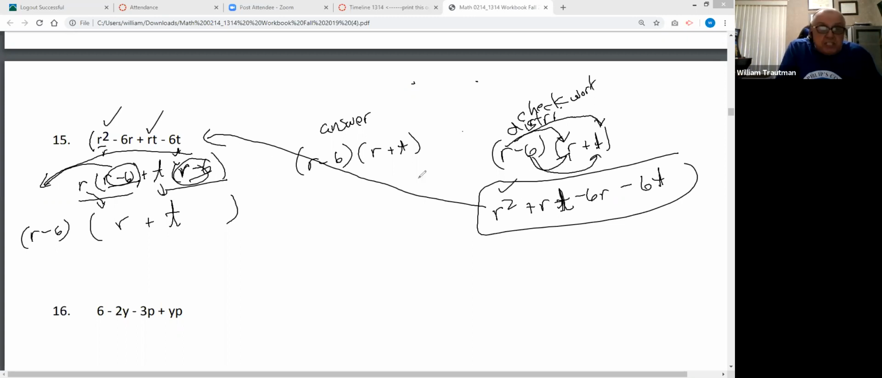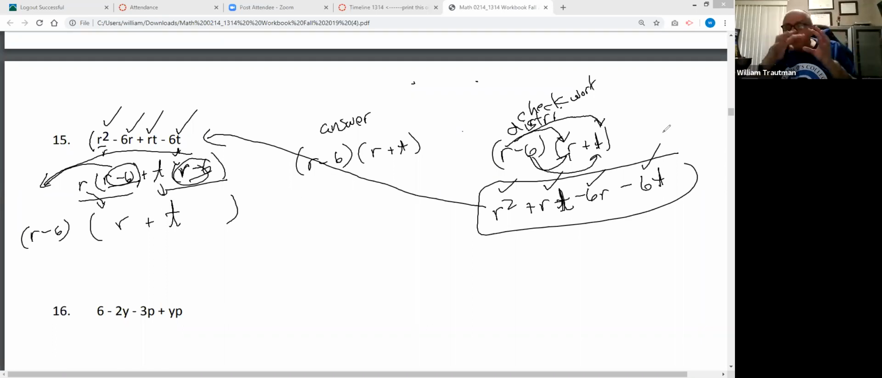We have a positive RT. We have a negative 6R. We have a negative 6T. Each of them matches the original. So when you distribute it back using 2 terms times 2 terms using FOIL, we're right back where we began.